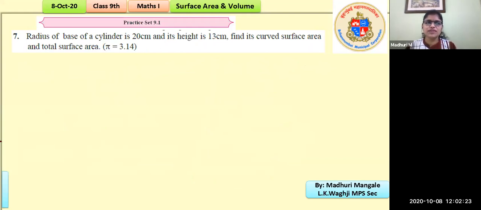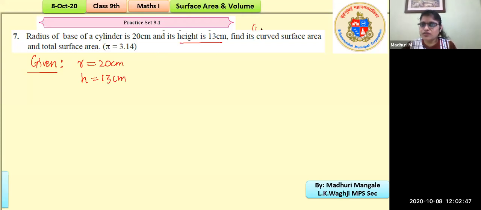We continue with the next question, that is seventh one. So in this question, we are given a radius of base of cylinder is 20 centimeters. So what are we given? We are given that the radius equals 20 centimeter and height is given. So height equals 13 centimeter, and we are asked to find two things again. First is the curved surface area, and the second is the total surface area.